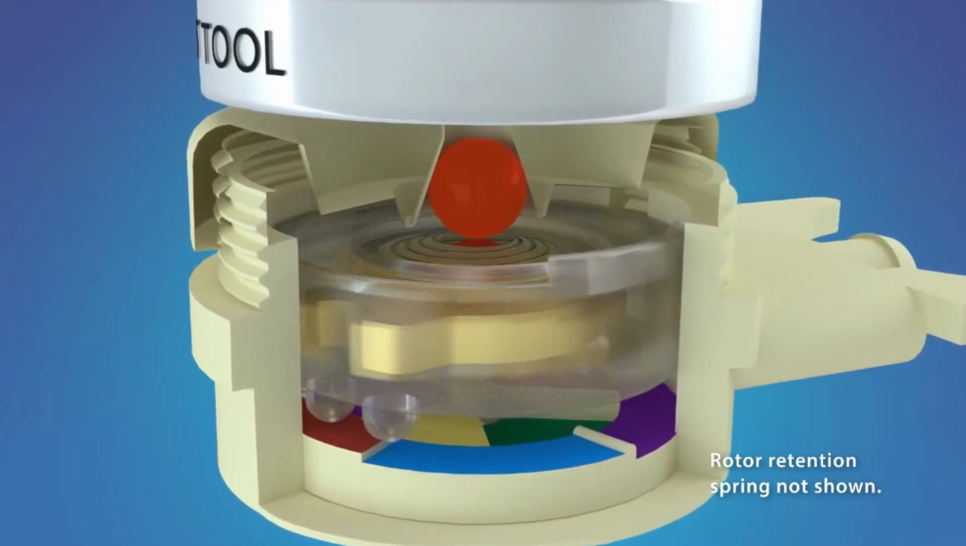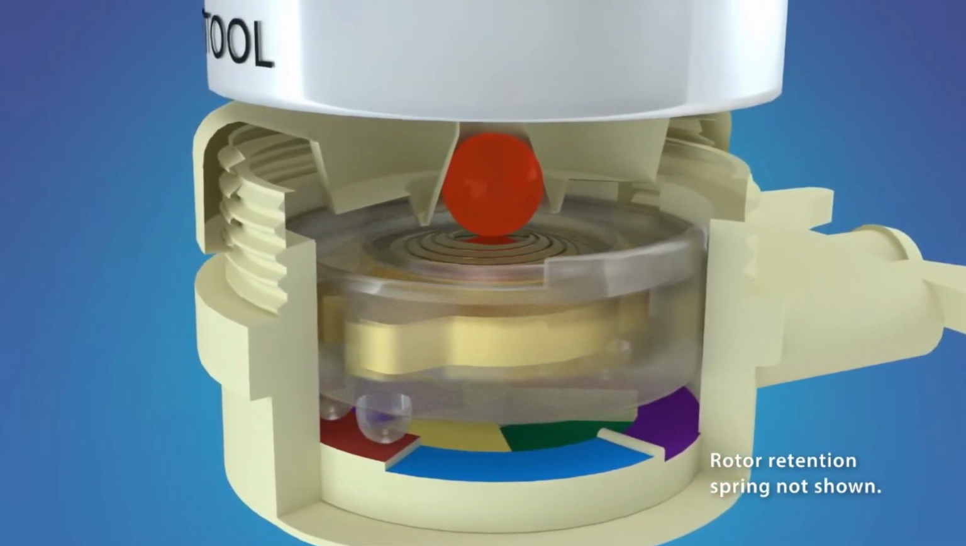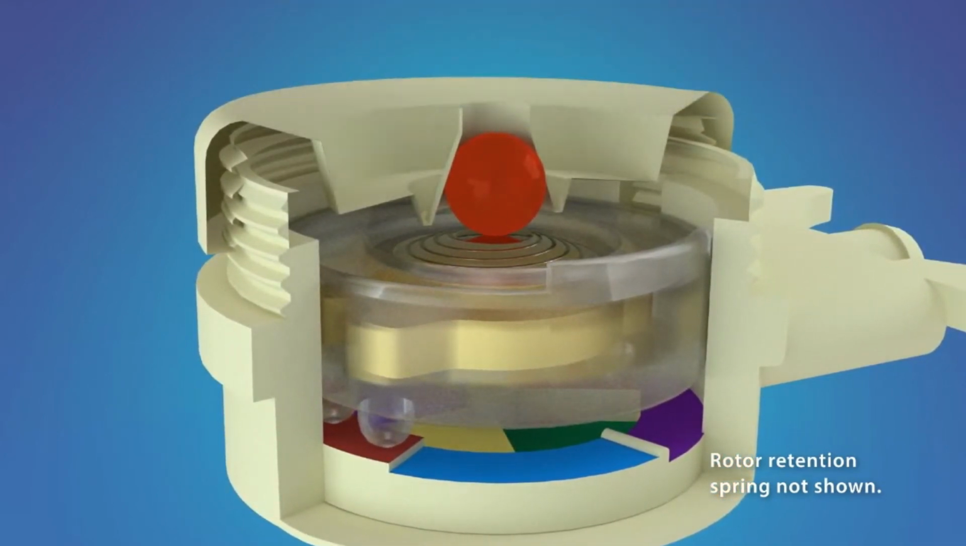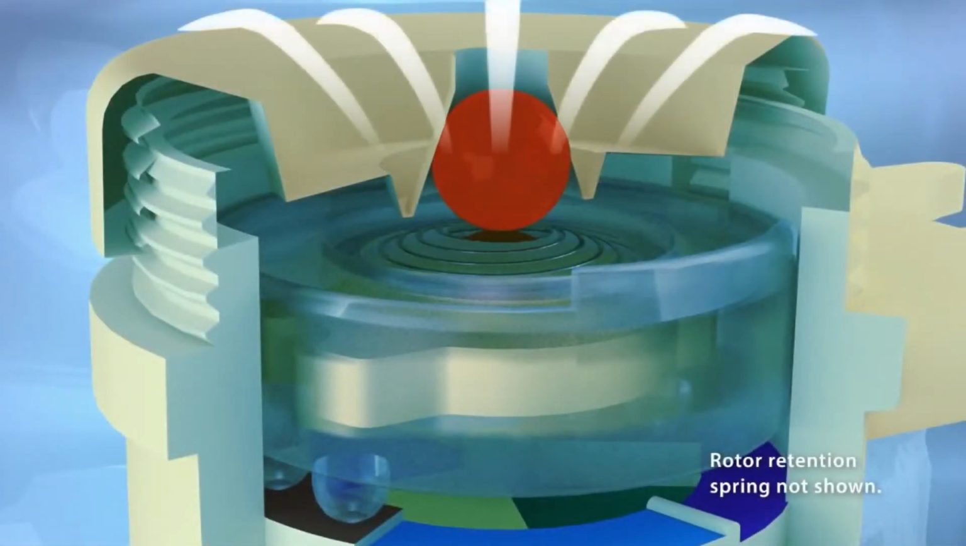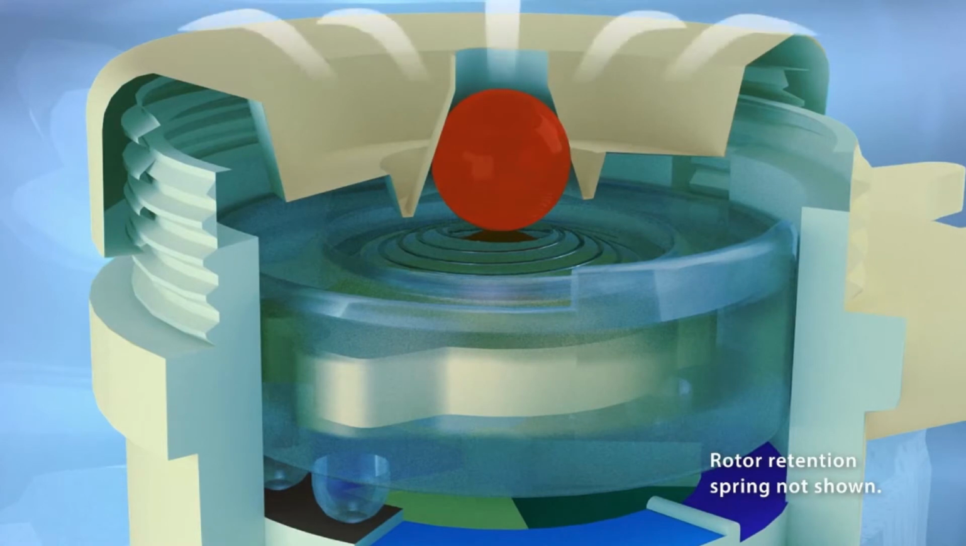The higher the rotor sits, the more force is applied to the ruby ball and the higher the valve resistance. As CSF flows through the valve, more pressure is required to push the ruby ball down in order for CSF to pass through the valve mechanism.